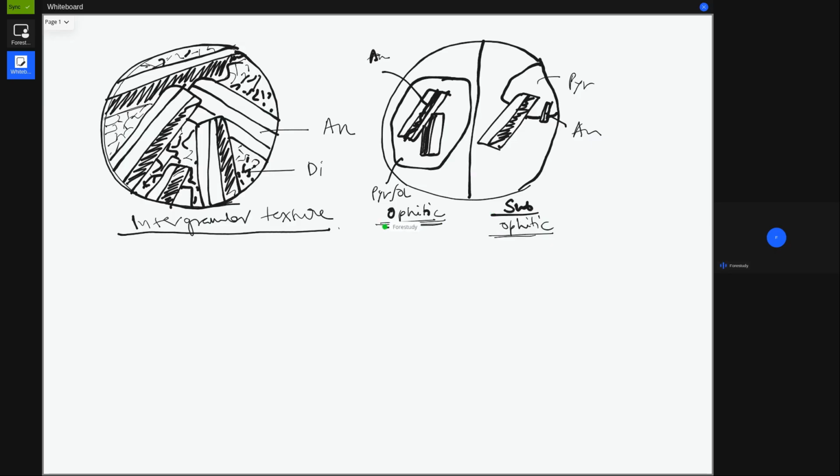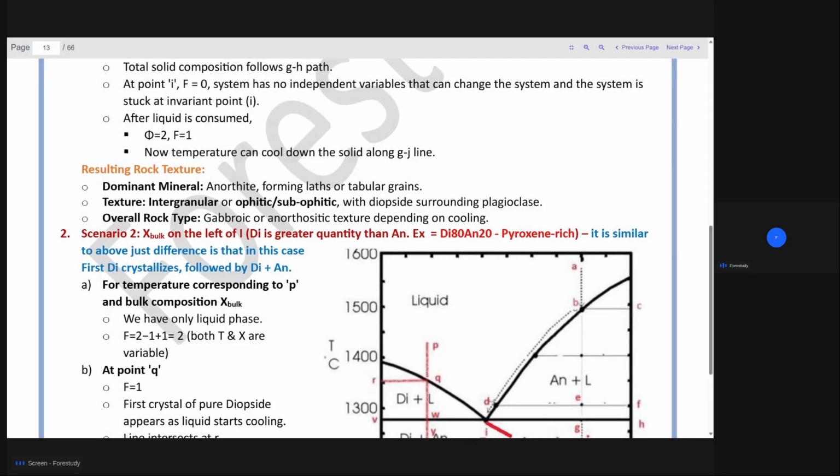So here in the eutectic you will consider the host mineral as a pyroxene or diopside, but ophitic texture is shown by olivine also, which engulfs the plagioclase. So this is an example of ophitic, subophitic, and intergranular texture. So the intergranular ophitic texture you know now, with diopside surrounding the plagioclase. Remember, diopside surrounding the plagioclase.